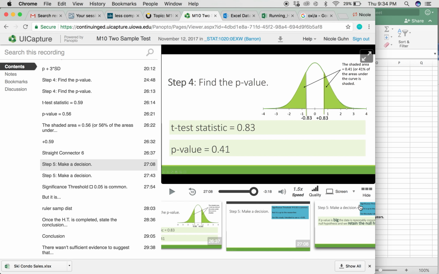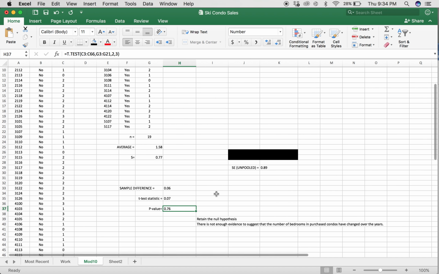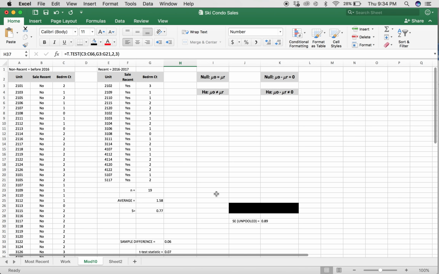And then we're going to make a decision. I set my significance threshold at 0.05, and our p-value was 0.76, so well above that, which means we cannot reject our null hypothesis. The decision is that we would retain the null hypothesis. Our conclusion is simply that there is not enough evidence to suggest that the number of bedrooms in purchased condos has changed over the years.